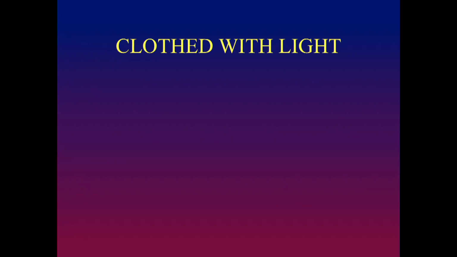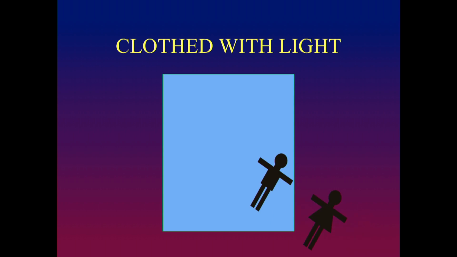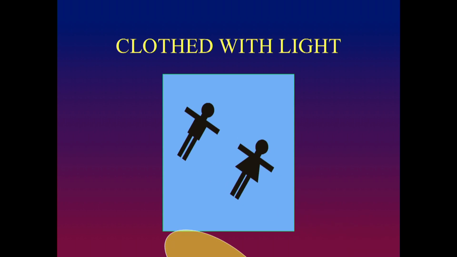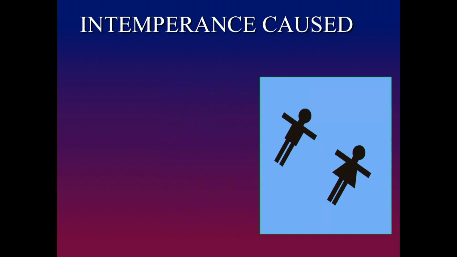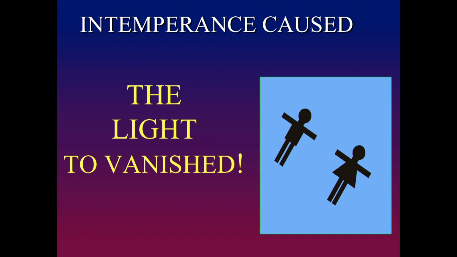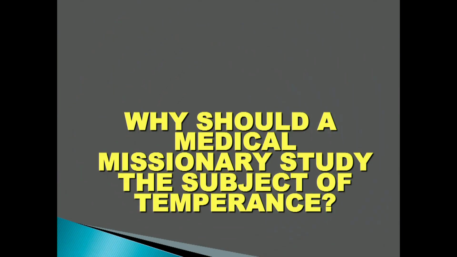Okay. Now, once we are clothed with light, we are walking in temperance as God has designed for us. In intemperance, the light vanishes. No light, so that means we are now in darkness. And there is no time limit between the two. They just happen. One minute you might be in light, and the next minute you step out of the light and be in darkness. And that is intemperance.